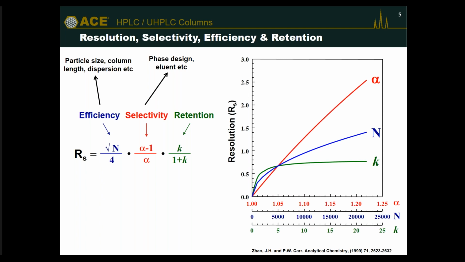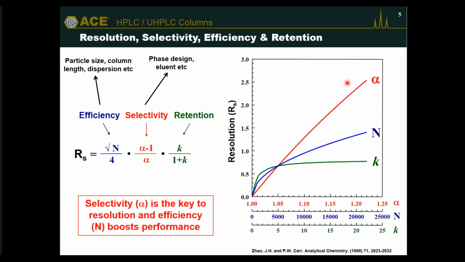And this equation is best described in a graphical format, and we can see now we have resolution on the y-axis. That's the resolution of our compounds, and on the x-axis you can see we have alpha or selectivity, N or efficiency, k retention factor. And we can see very clearly from this graph that selectivity is very powerful with respect to resolution. You can see with the little red spot that's on the screen now, alpha really is the key to resolution, and efficiency boosts performance. We can see how selectivity here is maximizing the resolution of our compounds from each other.